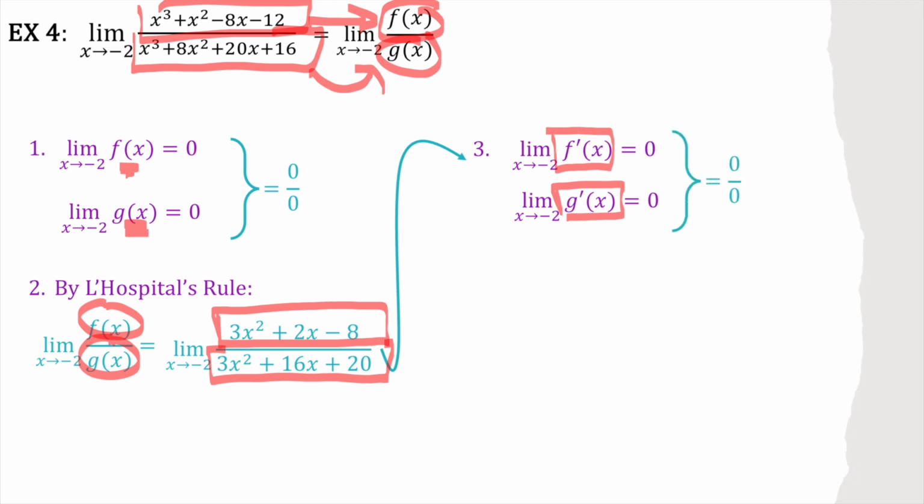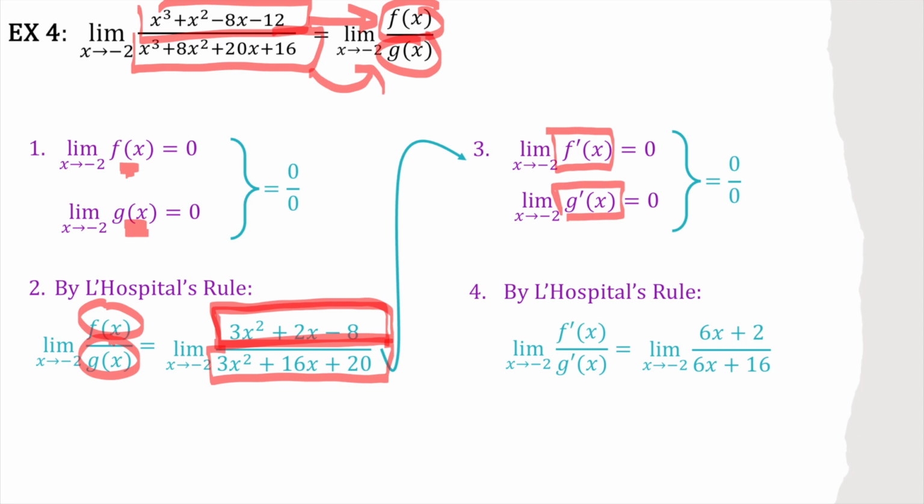Once again, we have indeterminate form, and we're going to give this one more go. By L'Hopital's rule, the limit as x approaches -2 of f prime of x over g prime of x, and now let's take the derivative of the top and the derivative of the bottom. And try plugging in -2 again, and this time it works: -5 over 2.